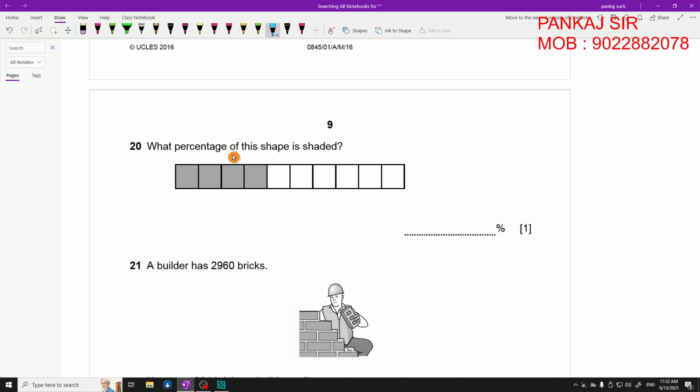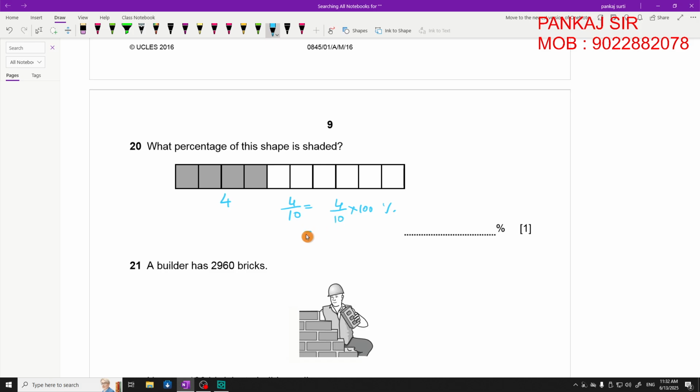Okay, what percentage of this shape is shaded? Now we can see here 1, 2, 3, 4. 4 squares are shaded, out of a total of 1, 2, 3, 4, 5, 6, 7, 8, 9, and 10. So the total is 10. So 4 out of 10 are shaded. So the percentage will be 4 out of 10. This is the fraction, multiplied by 100 will be the percentage.